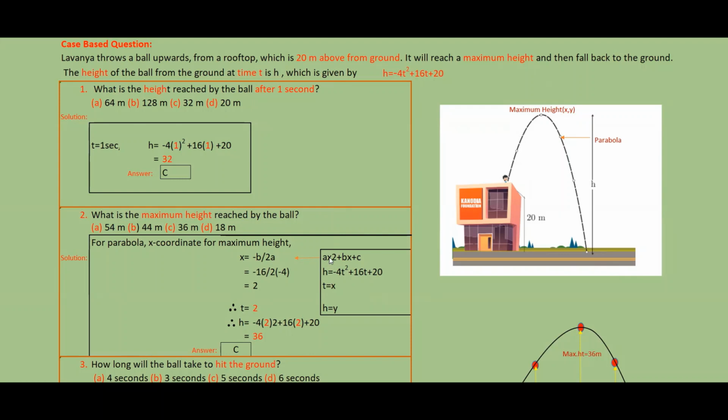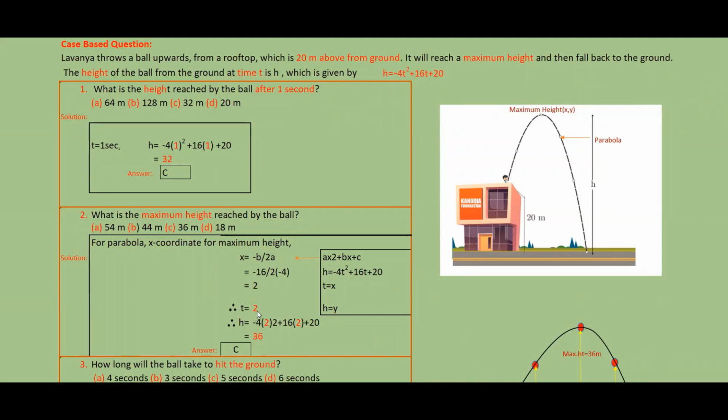So if you compare with this equation, here b is 16 and minus b is minus 16 by 2 into a. Here a is minus 4. So 2 into minus 4, that is minus 8. So minus 16 by minus 8 is 2. So here the x coordinate value is 2. Here the x coordinate is t and the y coordinate is h. So t is equal to 2.